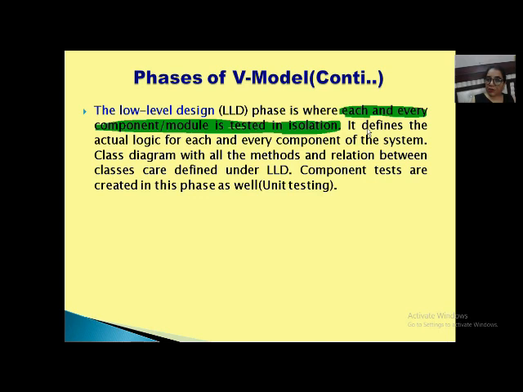Here the logic of each and every component is defined very clearly, and class diagrams with all the methods and relations between classes are defined in the low level design. Basically class diagrams are mainly focused on here, and component tests are created in this phase as well, which is also called unit testing. So we do the unit testing on the right hand side, on the validation side.